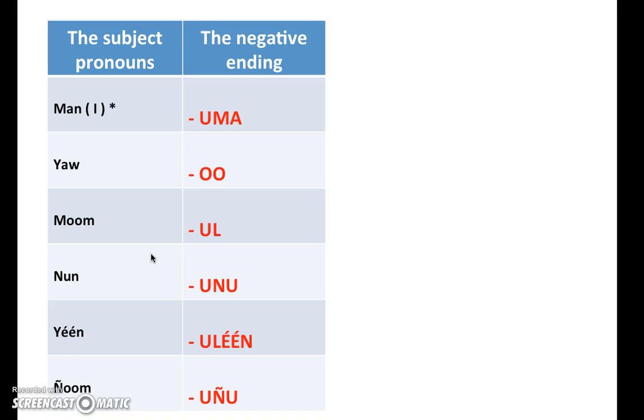Now here you have the subject pronouns and the endings, again in more detail. If you have a structure with man, which is I, in the negative form, the verb will be followed by the ending uma. Yow, or, moom, ul, nun, unu, yéen, ulen, ñoom, uñu. Again, uma, or, ul, unu, ulen, uñu.